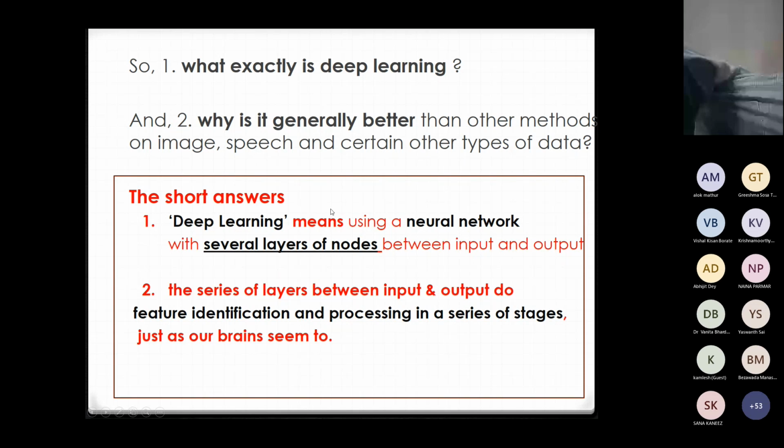And the second one is the working of a series of layers between the input and output that do feature identification as well as processing of the series of states. Okay, just like your brain seeing. Okay, if it works as a series, outcomes come there, and these outcomes are processed, and we can get the outcomes in an efficient manner. This is the simplest thing we can say, the two simplest answers.